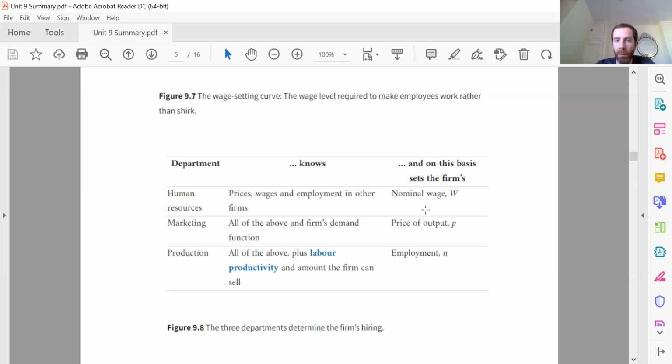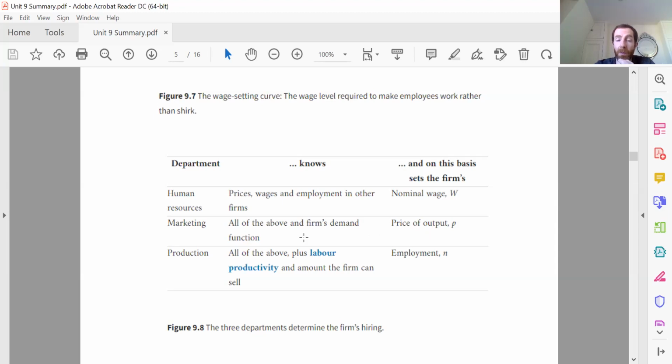Then we go to the marketing department, and they know everything that human resources know, but one thing extra is they know what the demand is for their particular good. And knowing all of that previous stuff plus the demand curve, the demand function, they then decide to set a price, and we'll see how they decide that price in a second.